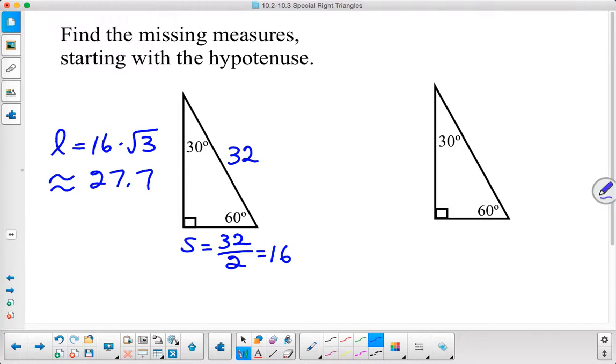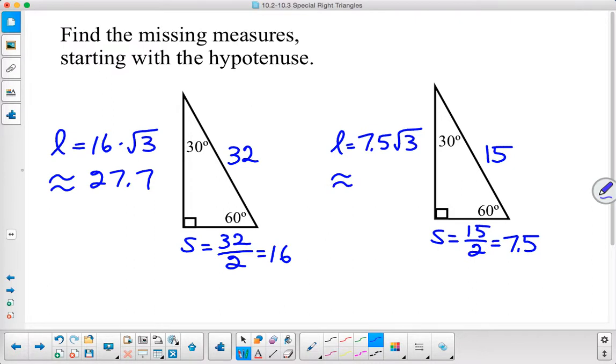If I start your hypotenuse with an odd number, let's say it's 15. The short leg is half of that. 15 divided by 2 is 7.5. And then the longer leg is that short leg times the square root of 3. 7.5 times the square root of 3 rounds to be, well, you have to round up on that, 13.0. Do put the 0.0 so we know that it was rounded.